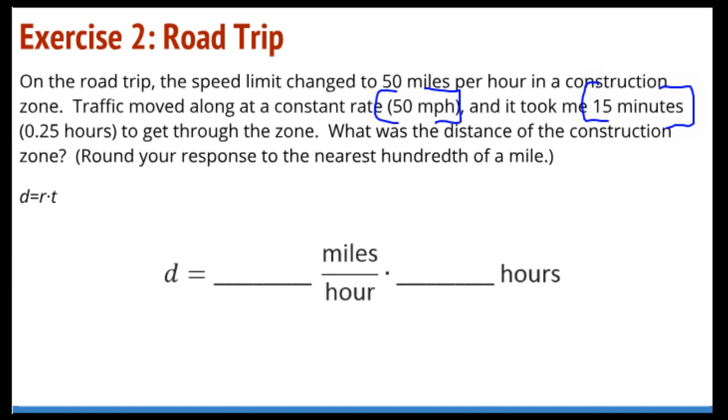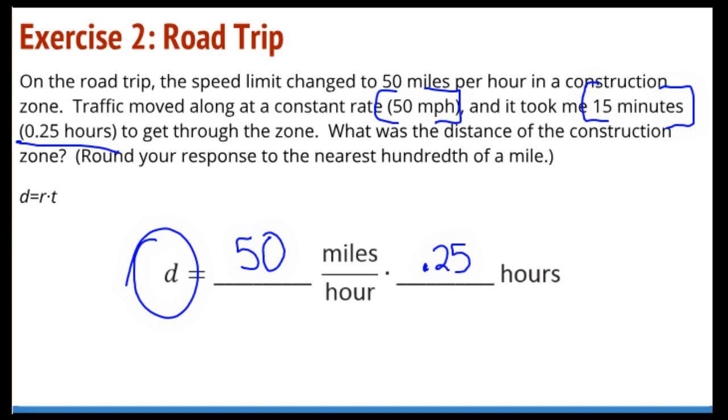So in other words, what was the measurement length of the construction zone? I'm going to do a little substitution here. I see I've got my rate of 50 miles per hour. I see that I've got 15 minutes, and it was very nice of them. They gave that to me as an hour, 25 hundredths of an hour, or 1/4 of an hour. And it says that we are going to round the response to the nearest hundredth of a mile.